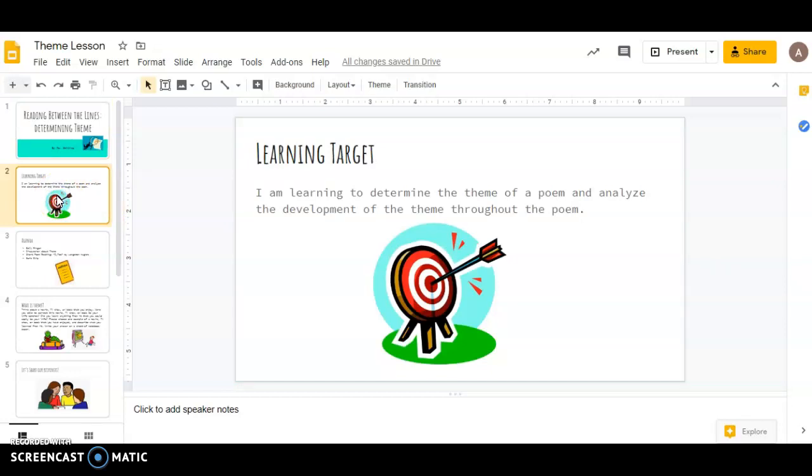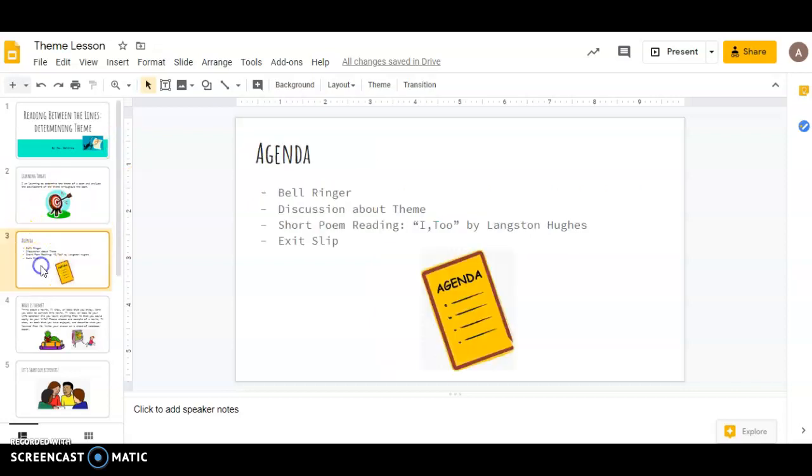So, of course, I would have the learning target displayed for students. It would be written on the board, and the learning target is I am learning to determine the theme of a poem and analyze the development of the theme throughout the poem. And then we would go over the agenda as well, which would also be written on the board. The agenda is a bell ringer, a discussion about theme, a short poem reading, the poem I, Too by Langston Hughes, and then an exit slip.